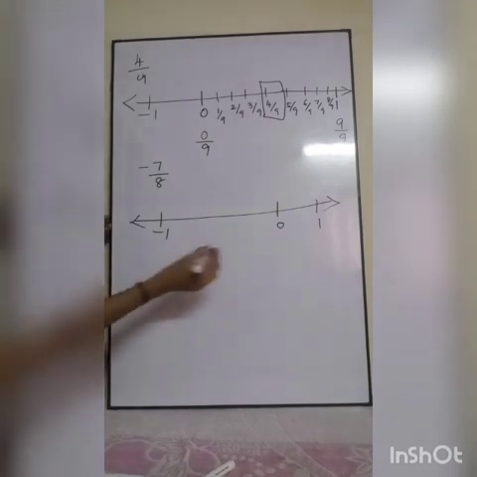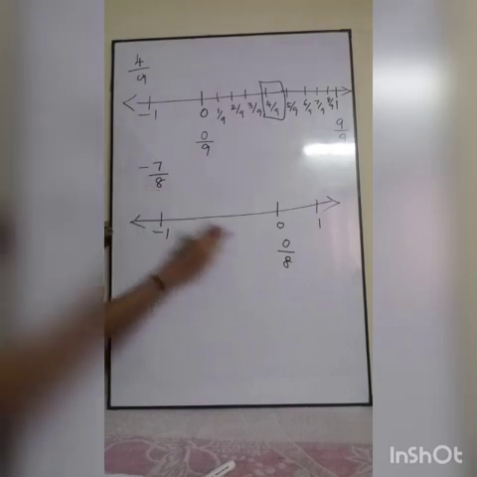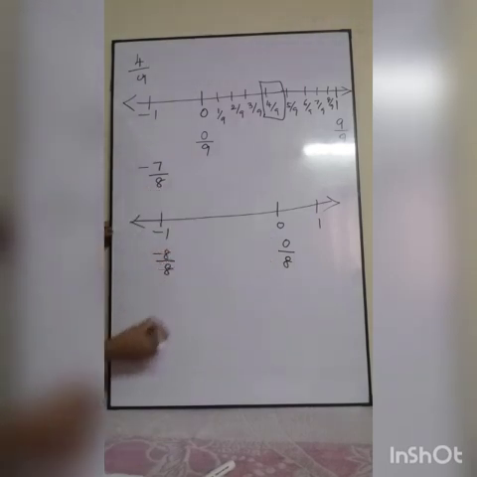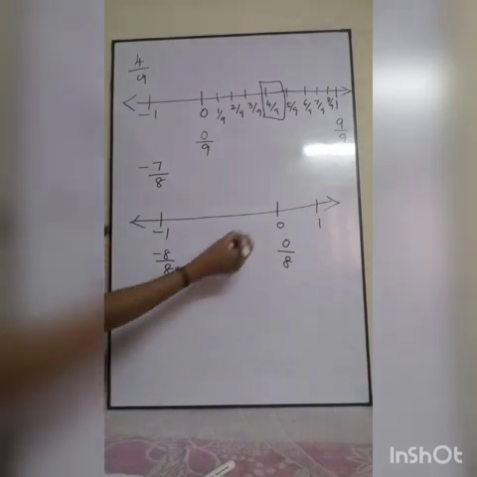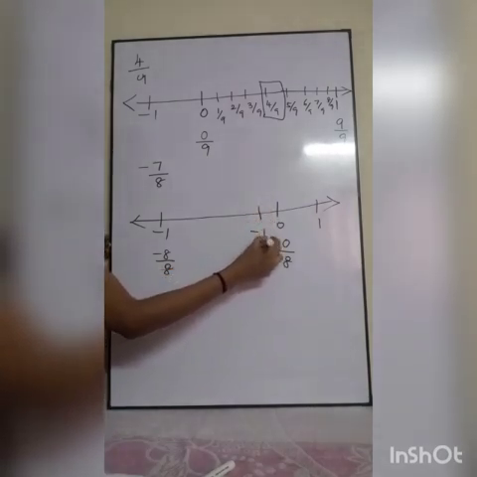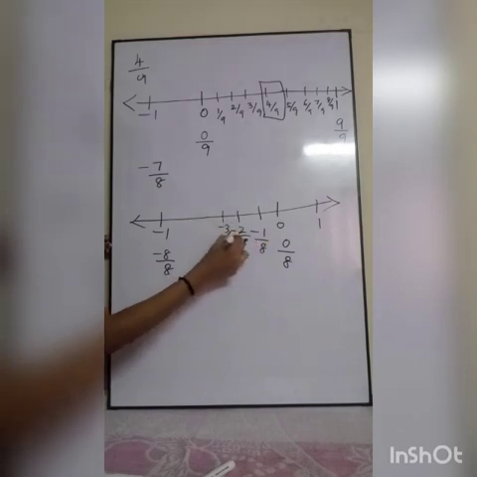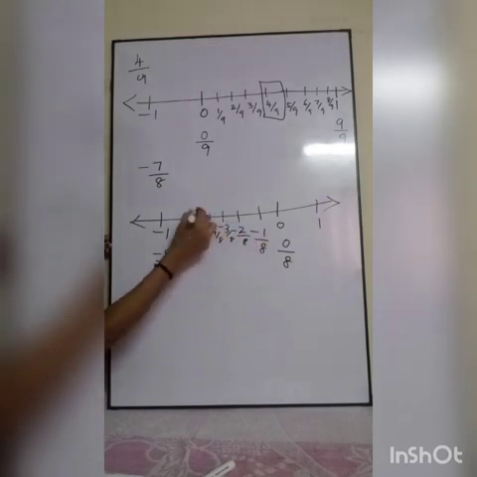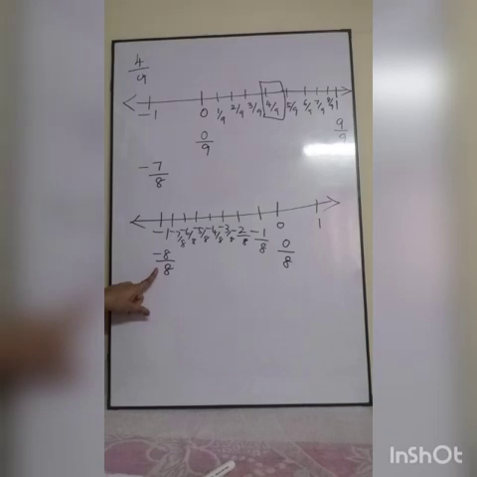So now I will take the 0 as 0 by 8 because your denominator is 8. So 0 by 8. Minus 1 as minus 8 by 8. If you cancel you will get minus 1, right? So minus 1 will become minus 8 by 8. So what will be the numbers in between? Minus 1 by 8, minus 2 by 8, minus 3 by 8, minus 4 by 8, minus 5 by 8, minus 6 by 8, minus 7 by 8 and minus 8 by 8.